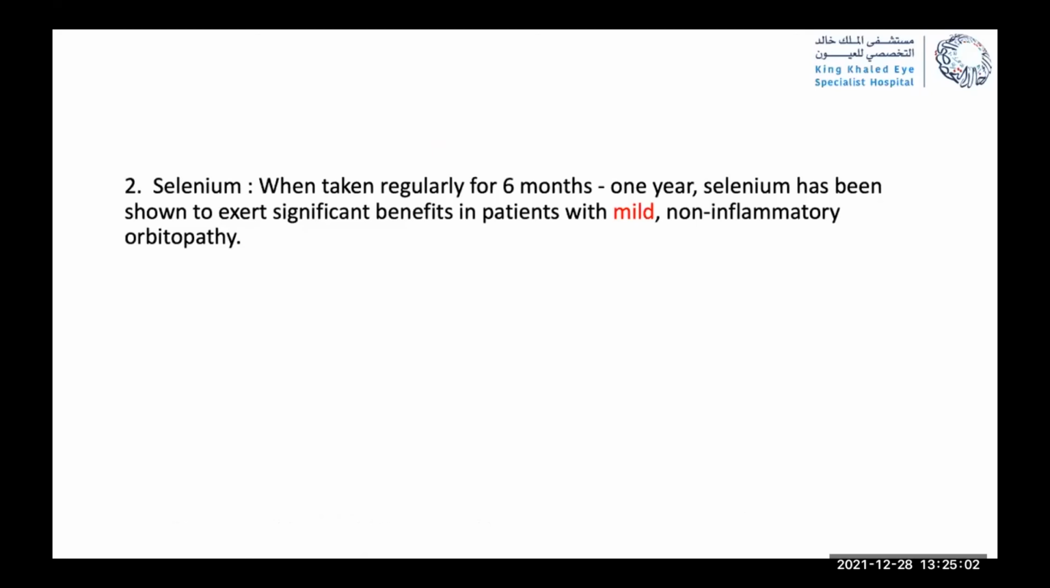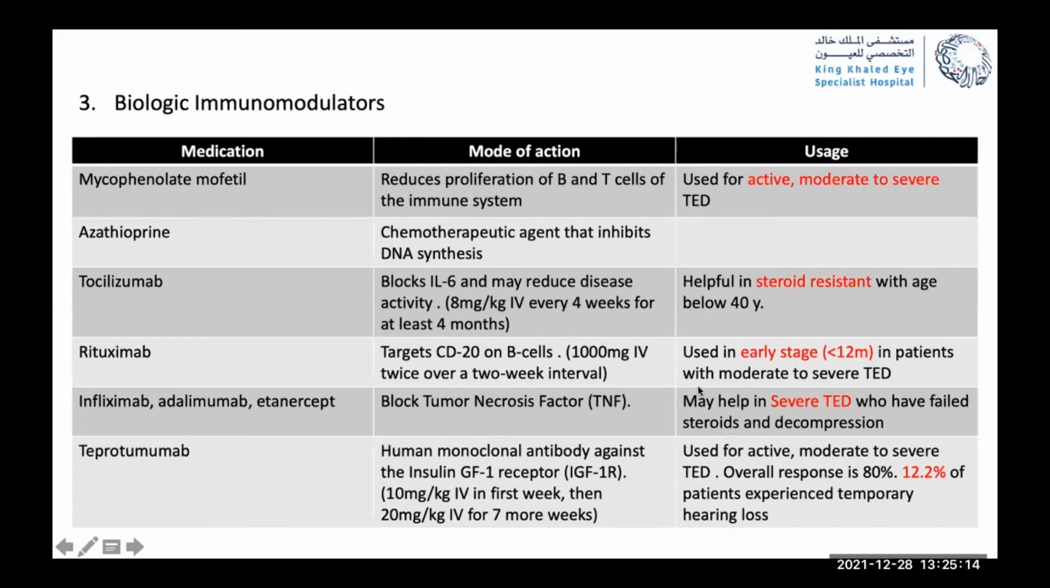Selenium. When taken regularly for 6 months to 1 year, selenium has been shown to exert significant benefits in patients with mild non-inflammatory orbitopathy. In biologic immunomodulators, mycophenolate mofetil reduces proliferation of B and T cells of the immune system and is used for active moderate to severe thyroid eye disease. Azathioprine is a chemotherapeutic agent that inhibits DNA synthesis. Tocilizumab blocks interleukin 6 and may reduce disease activity. The usual dose is 8 milligrams per kg IV monthly for at least 4 months. It is usually helpful in steroid-resistant patients.